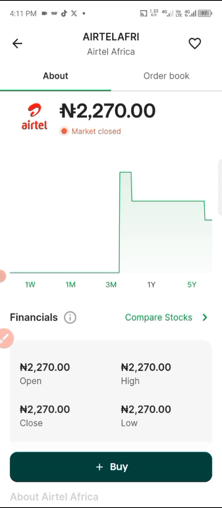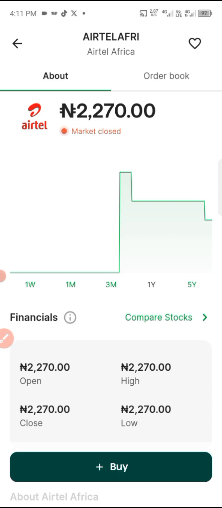So this is what you actually do. For those of you that want to venture into it, you can wait a little bit for it to drop down before you buy. And mind you, there are some people that buy from this price because suddenly the price was very high and it crashed down. So this is the moment that the rich get richer because they buy when the price is low.